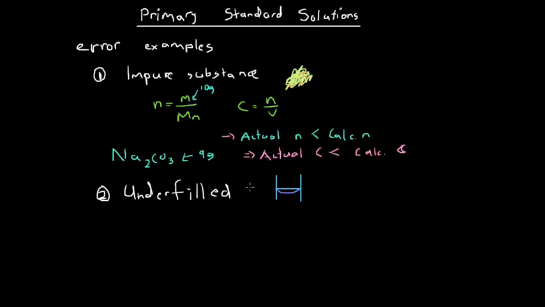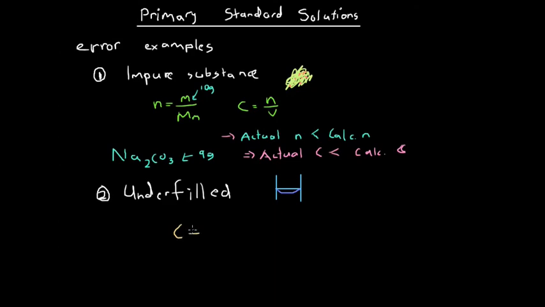Now another possibility is that we've underfilled the flask. Although we're supposed to fill a volumetric flask such that the bottom of the meniscus is on the line, here the top of the meniscus is touching the line. So that means we've underfilled the flask. This one's quite simple. We don't even need to think about the first equation, we just think about the concentration equation.